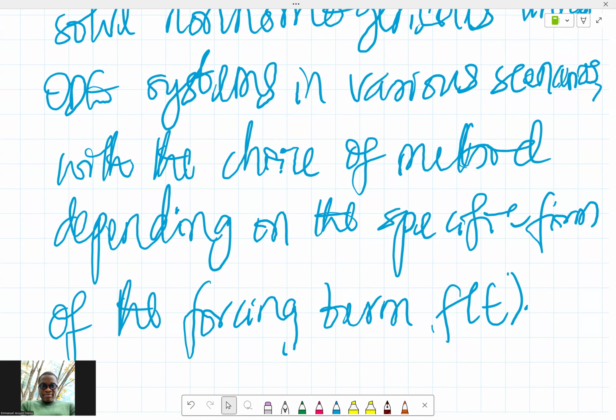Watch out for an elaborate explanation of the method of undetermined coefficients for this kind of non-homogeneous linear systems.